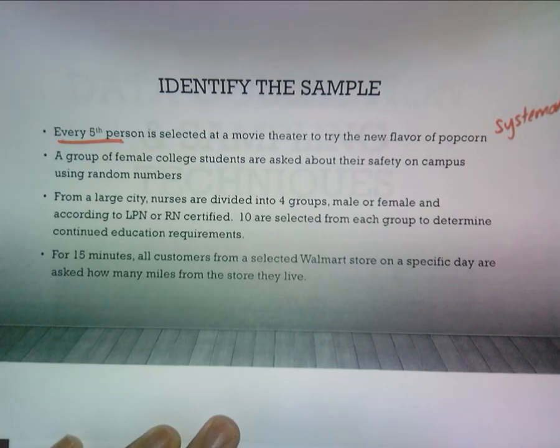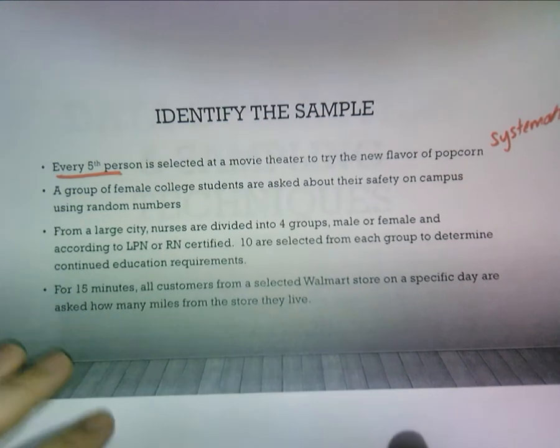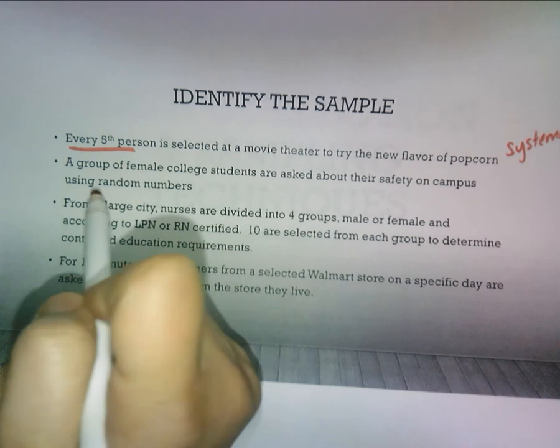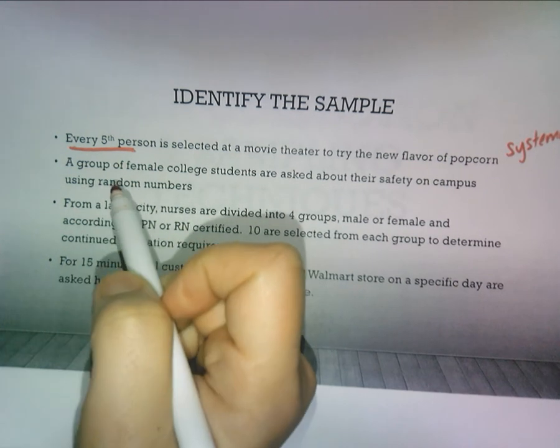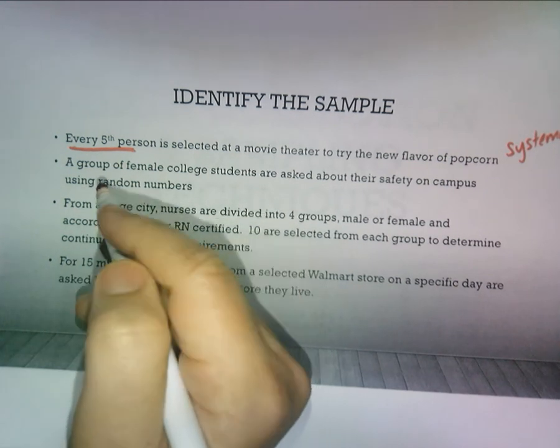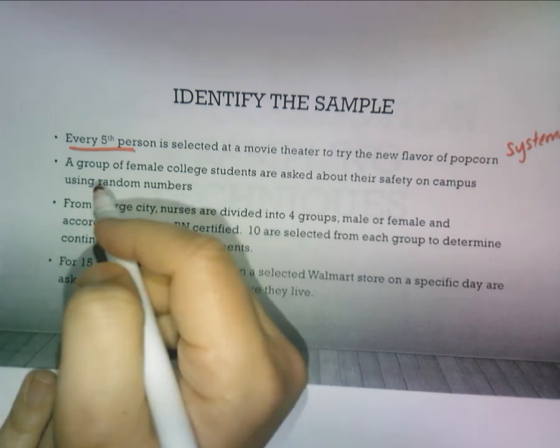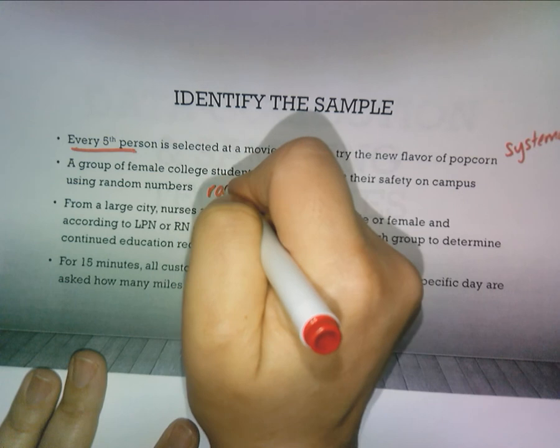Okay. A group of female college students are asked about their safety on campus using random numbers, because they're generating a randomness to it and using random numbers. Even though it's this group of female students, they're not necessarily doing male students either, so we're not dividing into other groups besides the female. This would be considered random.